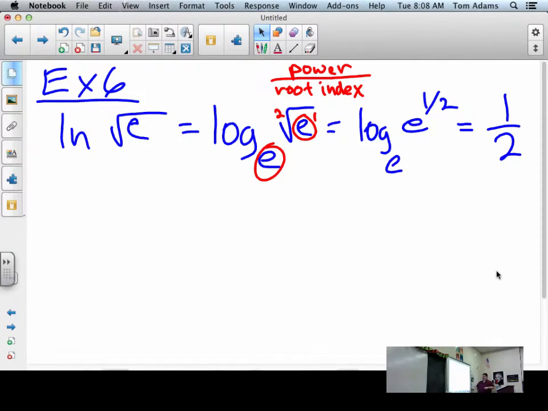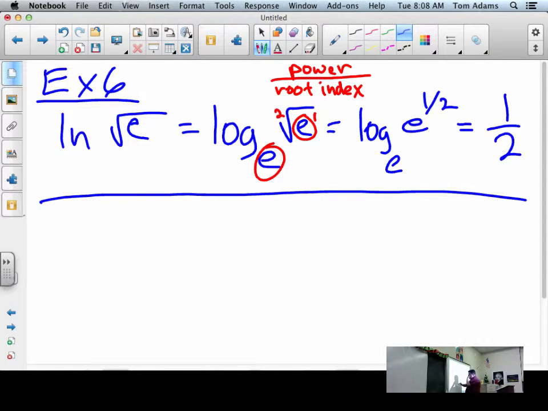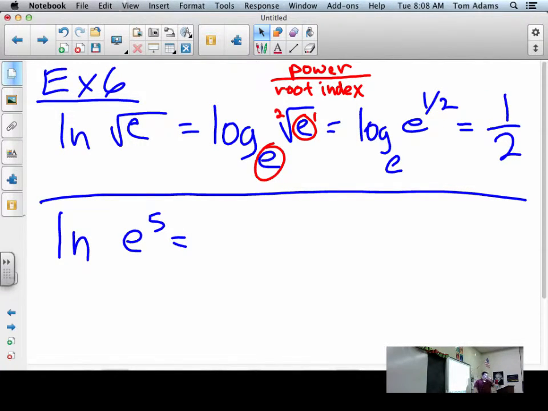All right, so let's do the next one. That's one example. If I take the natural log of e to the 5th, what is that answer going to be? Yeah, we know it's 5. Plug it in your calculator right now. Is it 5? What if on accident you accidentally hit the log button? Would you get 5? No. Okay, I've seen people do it.